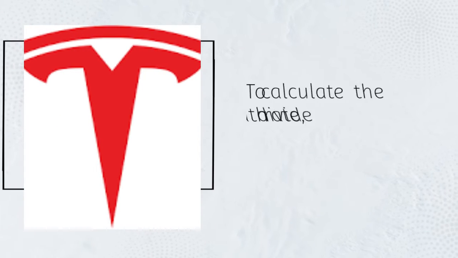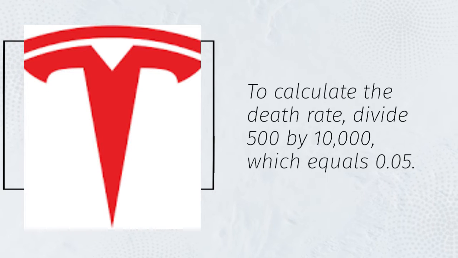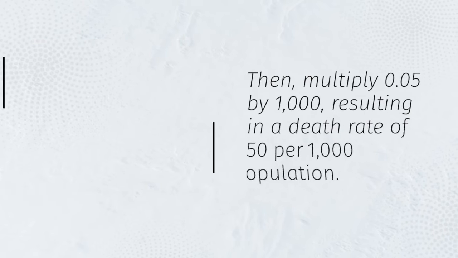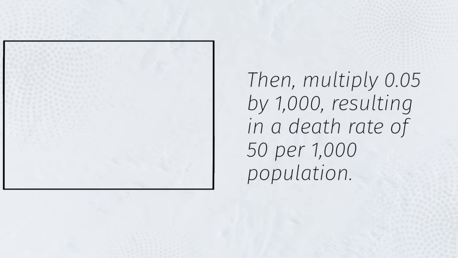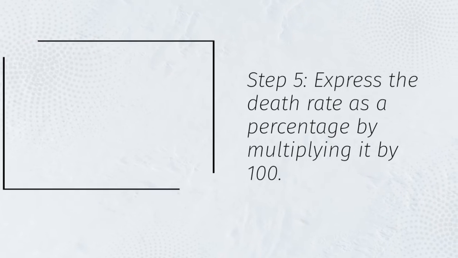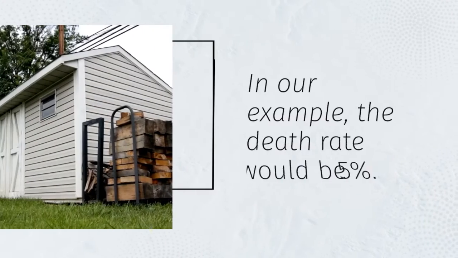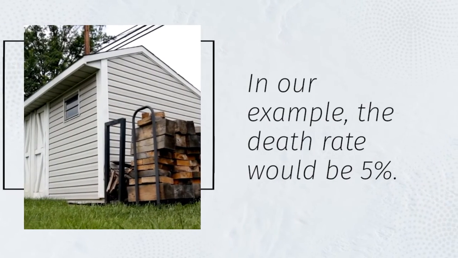To calculate the death rate, divide 500 by 10,000, which equals 0.05. Then, multiply 0.05 by 1,000, resulting in a death rate of 50 per 1,000 population. Step 5. Express the death rate as a percentage by multiplying it by 100. In our example, the death rate would be 5%.